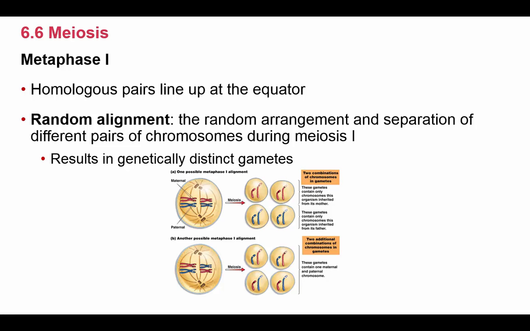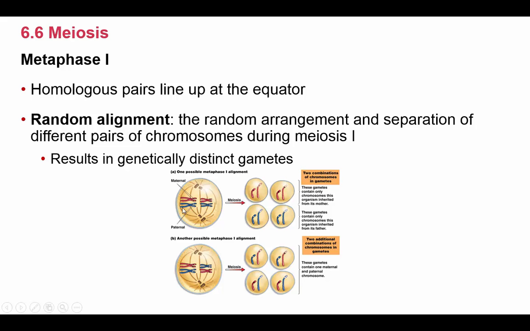Random alignment basically says that when these homologous pairs go to the middle, they can line up in any kind of random arrangement that they want. And so again, because of random alignment, just like crossing over, it increases the chances of producing genetically different gametes, which increases genetic variety.